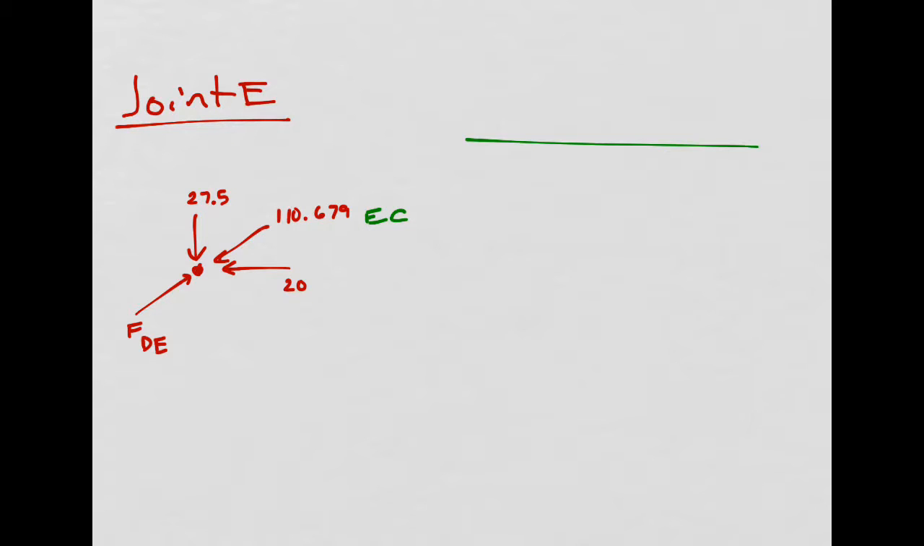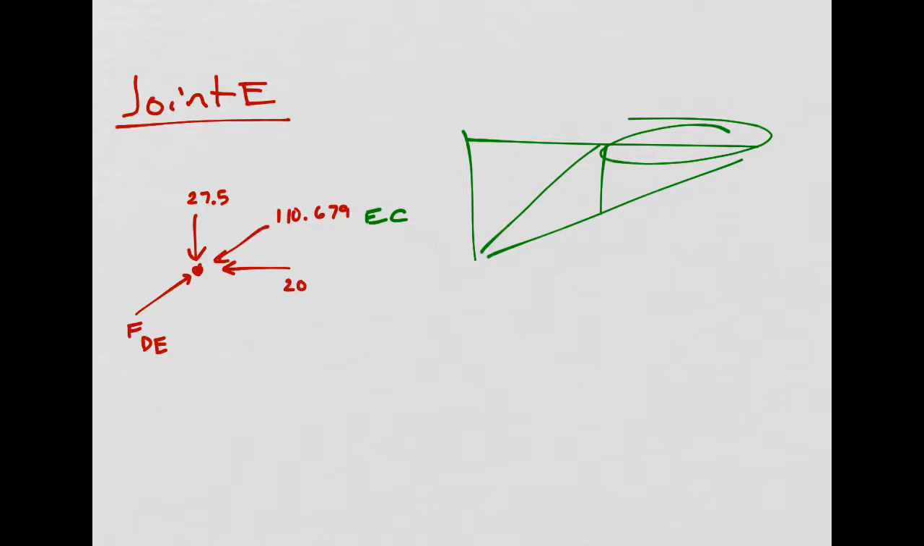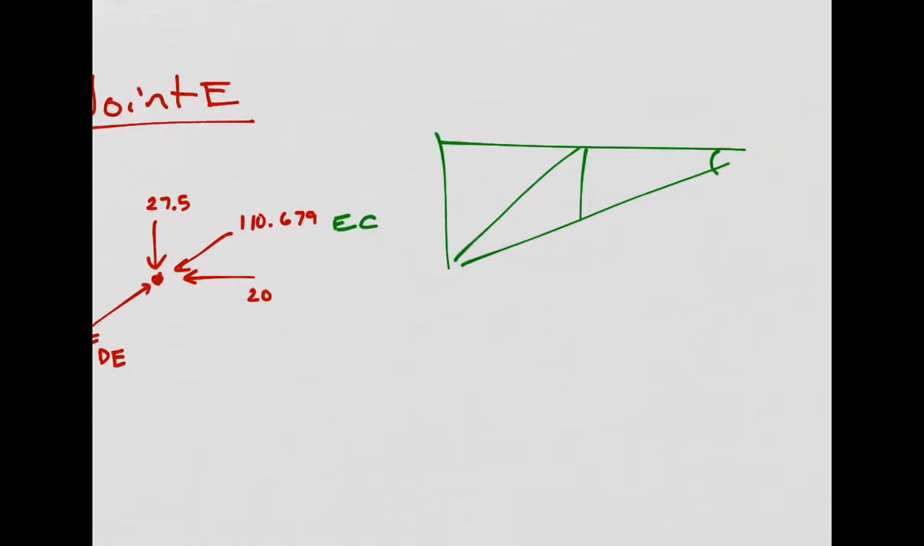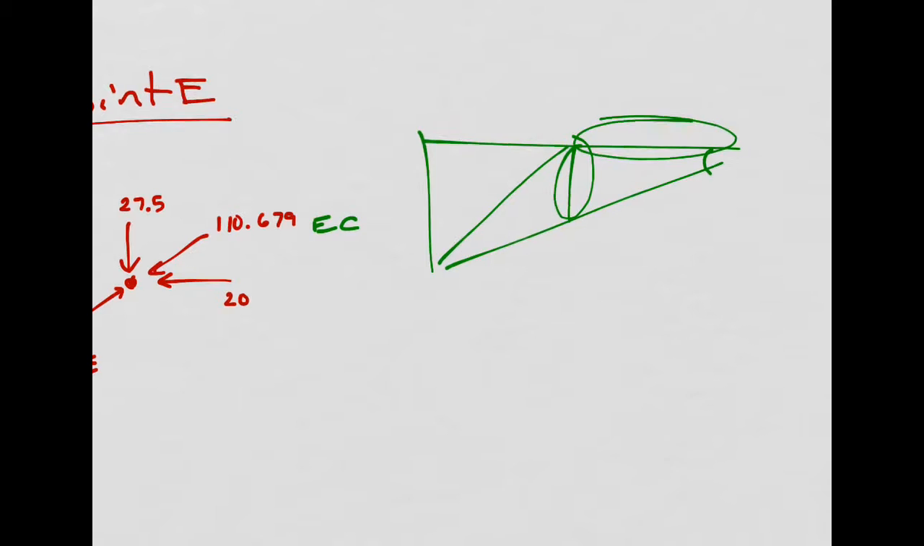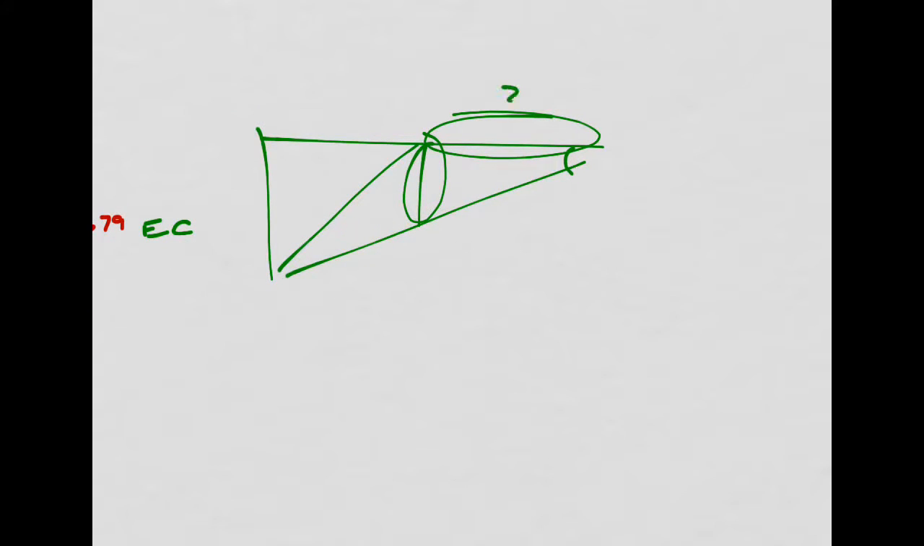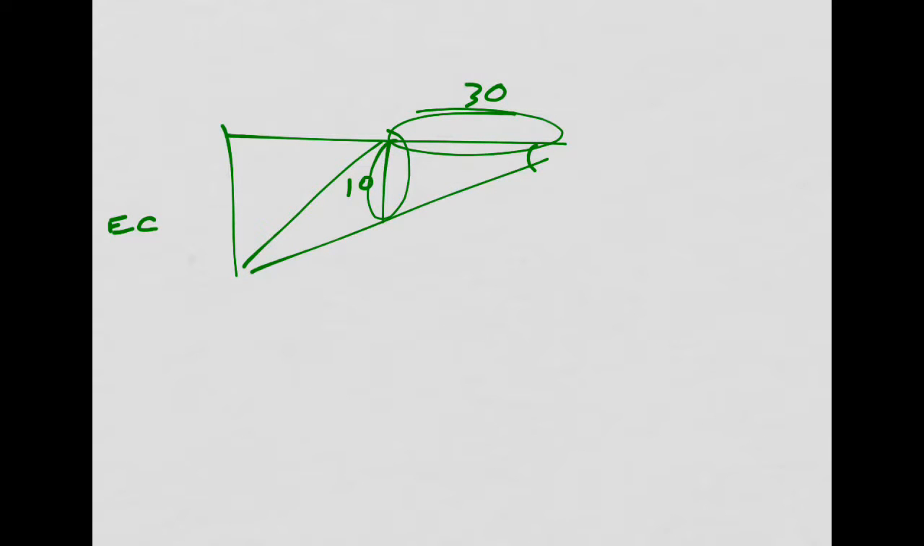So let me just draw real quick the truss. We had this. EC was over here. No, that was BC. EC was this. So really, to find the x components of that, I need this angle. And to find that angle, I already know that this, from the picture, is 10, and this is 30 over here. So that's 30, this is 10. This is just from my picture. So I'm trying to find that angle.